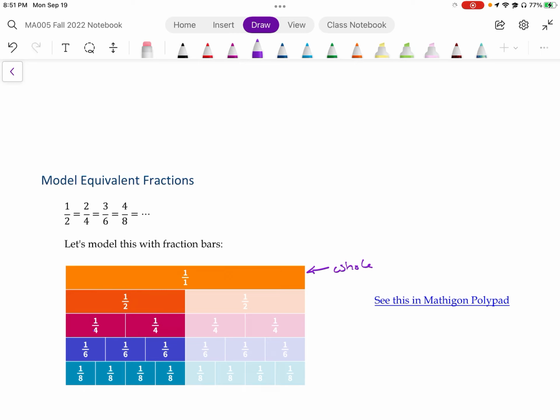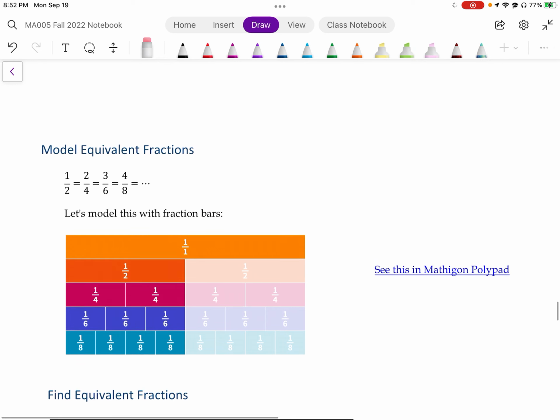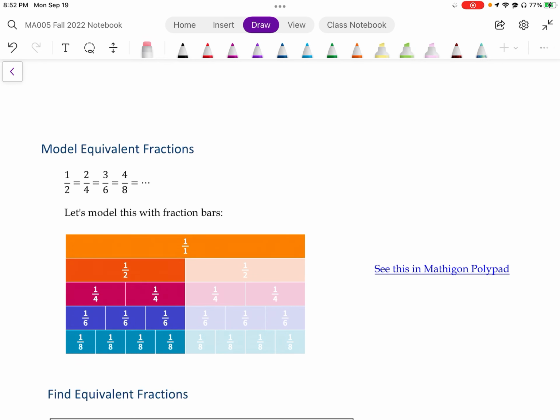1/2 is the same as 2/4, which is the same as 3/6, which is the same as 4/8. Hopefully you're getting the idea here. Those are all the same. Okay. So what have we done to each of these to get the next one? And I want you to notice, what did I do to 1/2 to get 2/4? And then what did I do to 1/2 to get 3/6? And then what did I do to 1/2 to get 4/8?